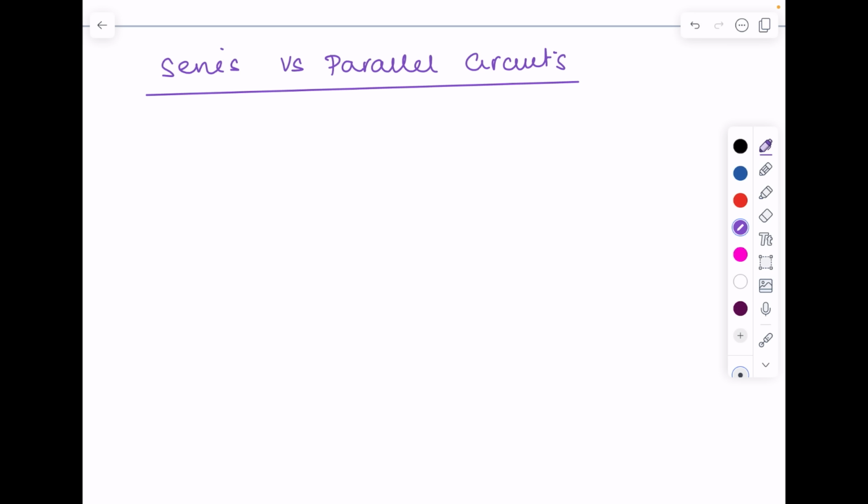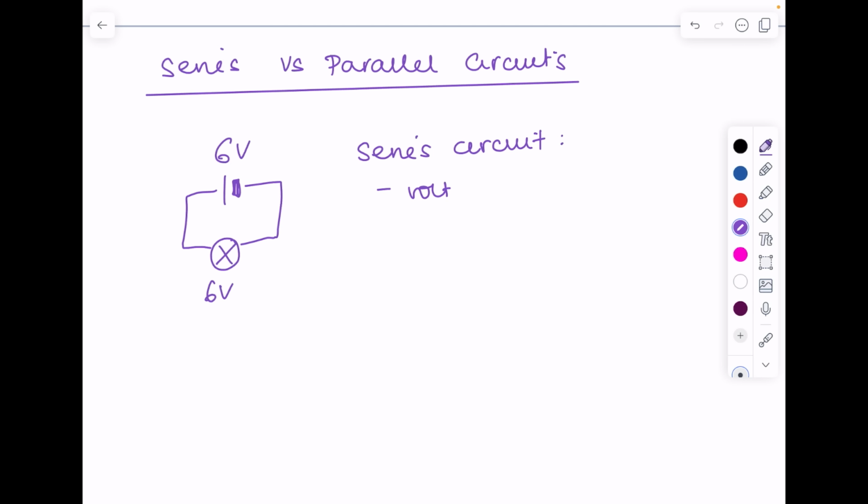Let's contemplate some differences between series and parallel circuits. So I'll draw some simple circuits here. Here's a cell, some wires and a bulb. This is a series circuit because everything is part of the main branch. A couple of things to be aware of is that voltage is shared between components in a series circuit, whereas the current is the same everywhere.